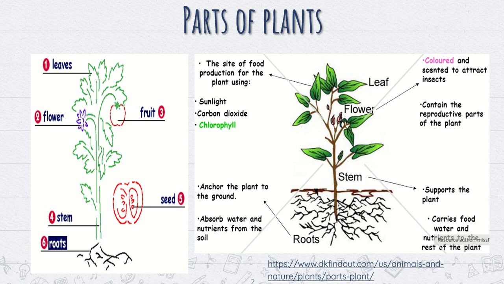And finally we can find leaves. Most plants' food is made in their leaves. Leaves are designed to capture sunlight, which the plants use to make food through the process called photosynthesis.